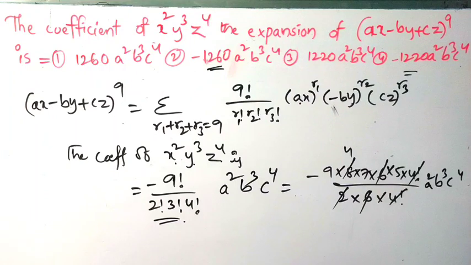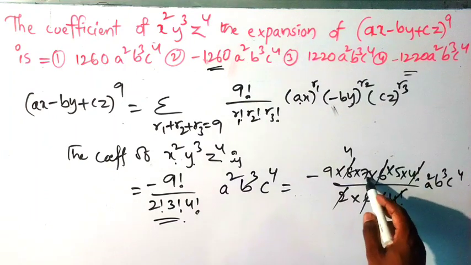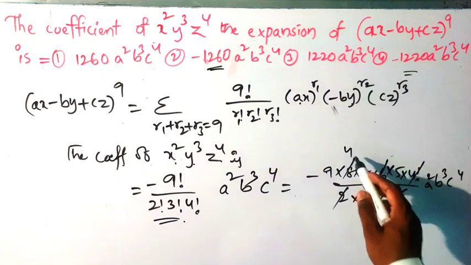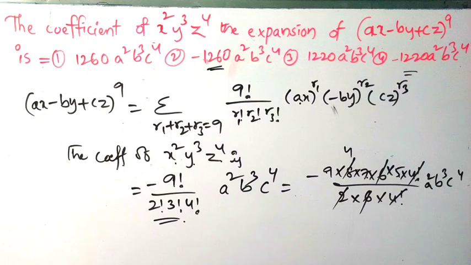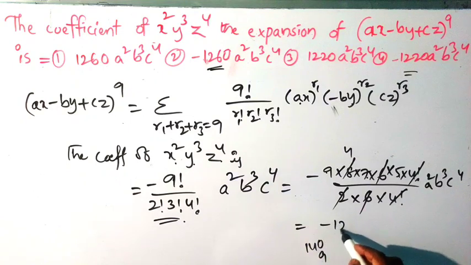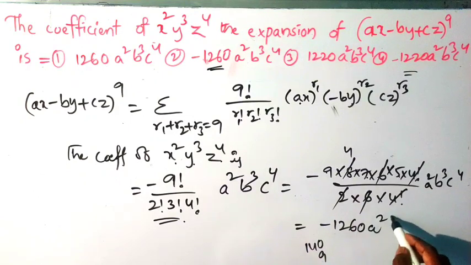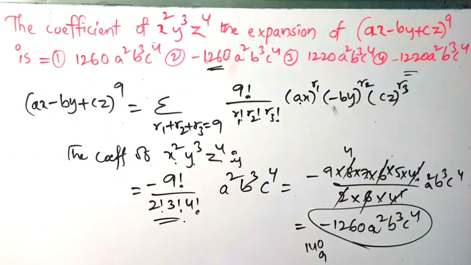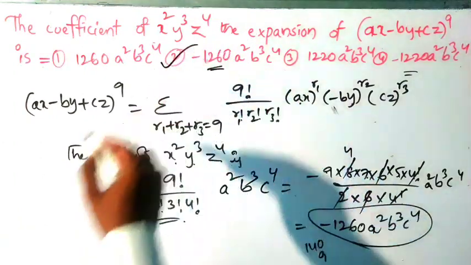So what we get here? 5 into 7 into 4 into 9. So 5 4s are 20, 20 7s are 140, 140 into 9. So 140 into 9, that is nothing but 1260 we get here, minus 1260 a square b cube c power of 4 we get here. So this is the coefficient of x square y cube z power of 4. So option number 2 is the right answer.